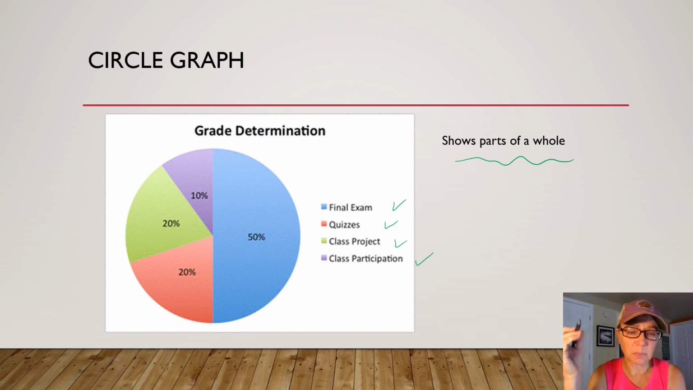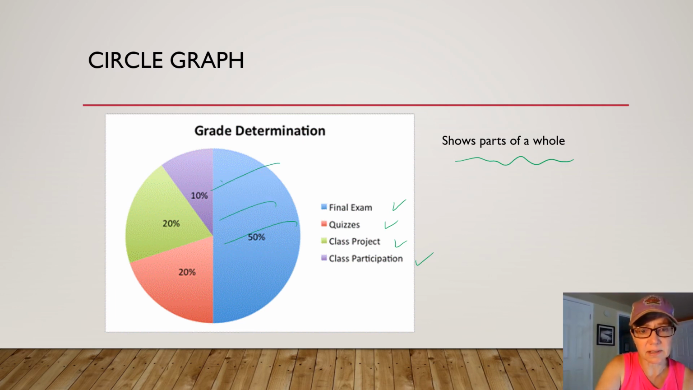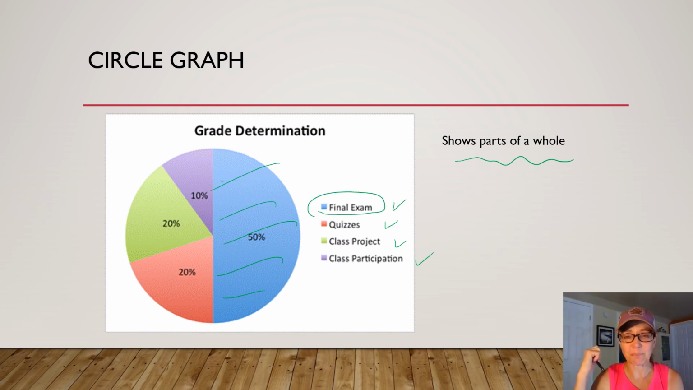Circle graphs are nice because you can see super fast that the final exam is pretty important. Okay, there's a half of that circle that is blue, and blue corresponds to final exam. So be careful never to use a circle graph unless you have every single possible category included in your data.